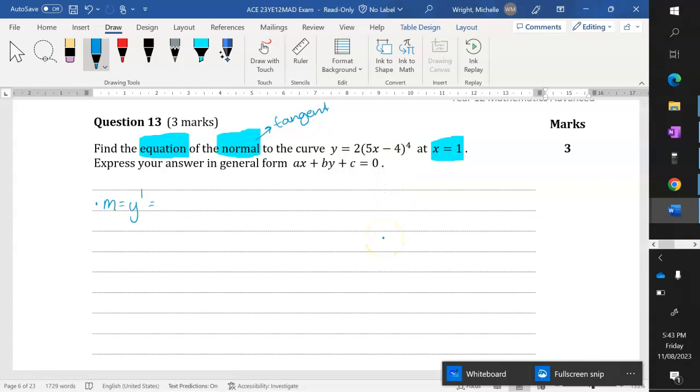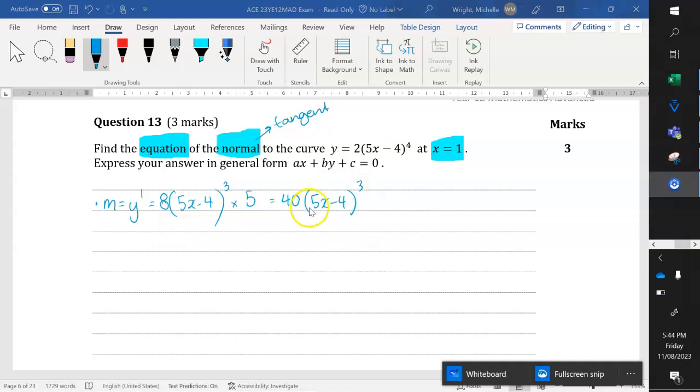The 4 comes down and times by the 2 to get our 8. We have 5x minus 4, and we have a power of 3, and we times by the derivative inside that bracket, which is 5. So that simplifies to 8 times 5 is 40. 40 times 5x minus 4 to the power of 3.